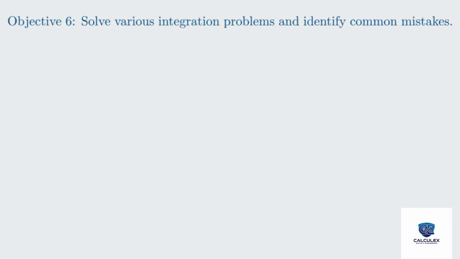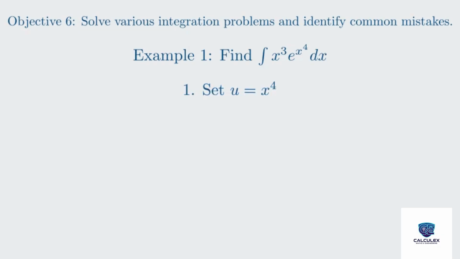Let's start with a classic U-substitution problem. Here we have the integral of x cubed times e to the power of x to the fourth. When you see e to a power, a common strategy is to let u be that power. So let's set u equal to x to the fourth. Next, we find the differential du. The derivative of u with respect to x is 4x cubed, so du equals 4x cubed dx.